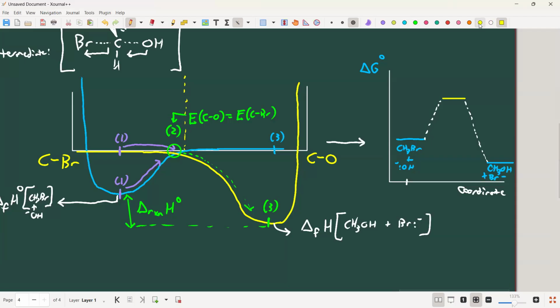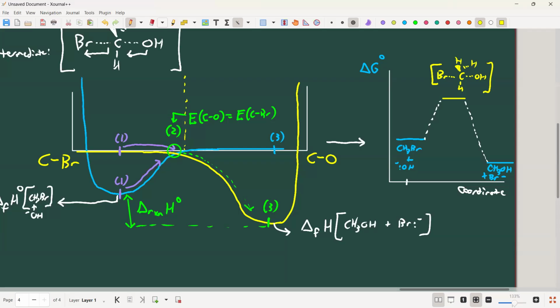And this magical point at the top is some intermediate, right? And we know what it looks like. It's kind of like C–Br is halfway broken and C–OH is halfway broken. Okay, that makes sense, how I've gone from this to this. We have a special name for these graphs, right?